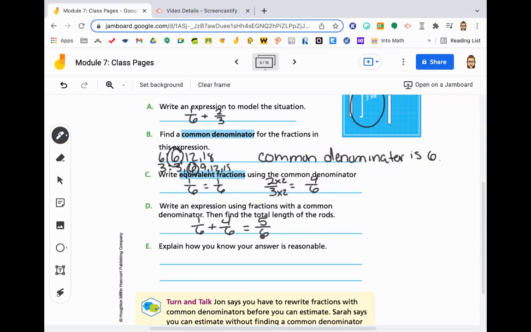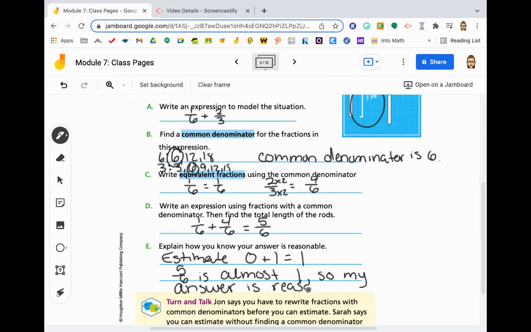And explain how we know our answer is reasonable. Well, if we were to go back up and we were to estimate, so if we do our estimate, 1/6 is close to 0, and 2/3 is close to 1. So that would equal 1. And 5/6 is almost 1. So my answer is reasonable. And then we go to the next page.